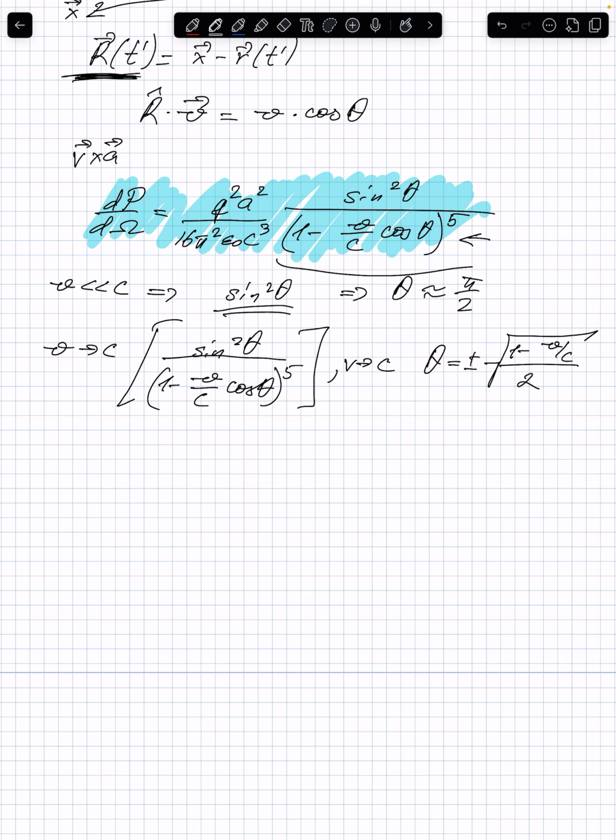You can see that when v approaches c, most of the radiation goes in the forward direction along the trajectory. So forward radiation along the trajectory. So when v is not exactly c, right?